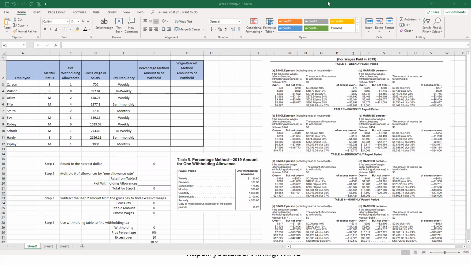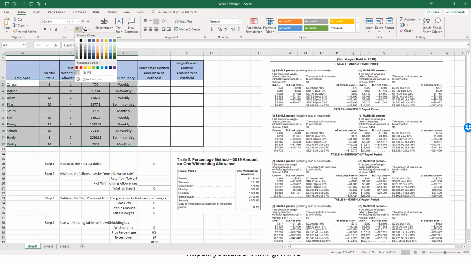So from our example, we're going to do a similar type homework assignment. And again, this is just an example. These are not your homework numbers that I want you to use. But what we're going to do in the homework this week is we are given, let me just shade the ones that we're given here. You are given the employee's name, what their marital status is, the number of allowances they have, what their gross wages are, and then their pay frequency. And from that, you need to determine the amount to be withheld using the percentage method, and then with the wage bracket method.